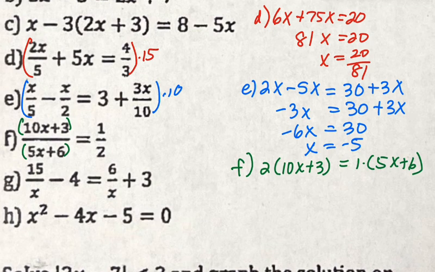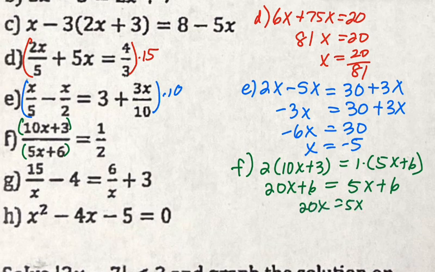You could have even the 2 there just distributed. That's okay with me. You could have just distributed right off the bat. But we get 20x plus 6 equals 5x plus 6. If you subtract 6 from both sides, you get 20x equals 5x. So you get that 15x equals 0. So x is equal to 0.